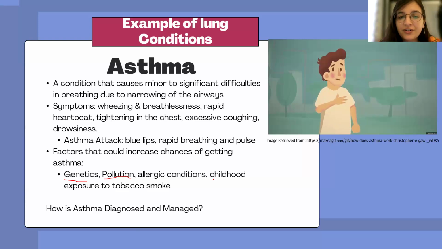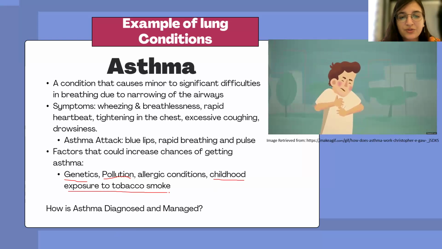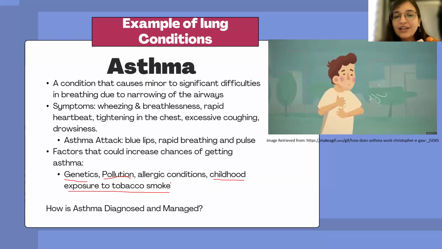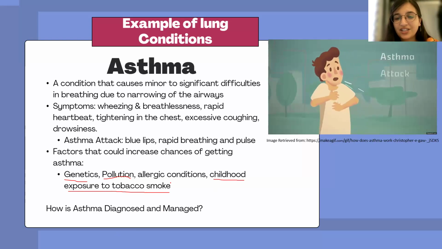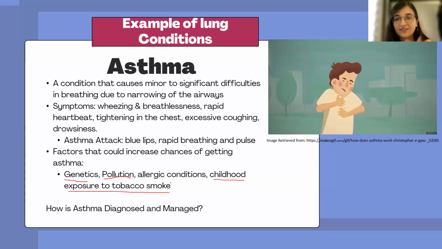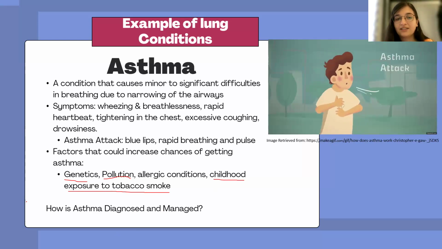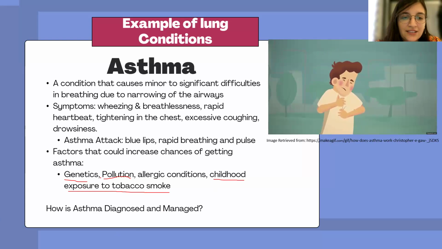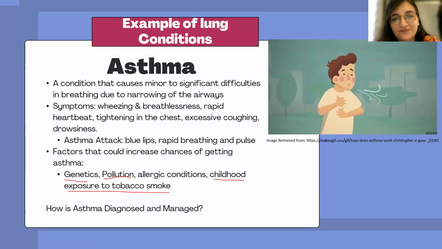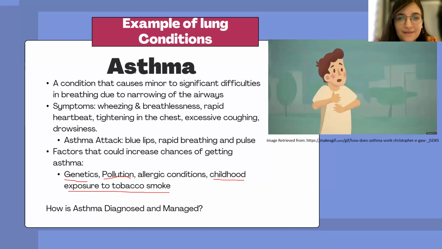And then another reason is childhood exposure to tobacco smoke. So that's why they say it's not good to smoke cigarettes near children, because it can actually affect their airways. A child may not be born with it genetically, but because of that exposure to tobacco, it could lead to asthma. Okay, is that clear? If it's clear, we'll move on to the next slide. Okay, thank you. Next slide.